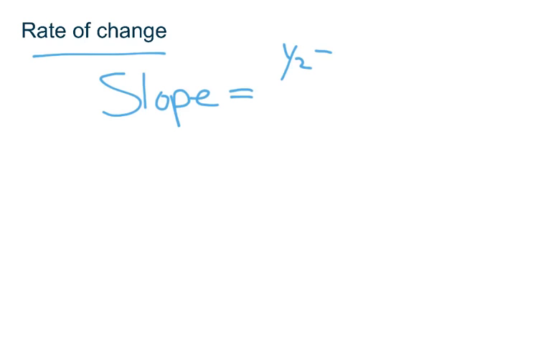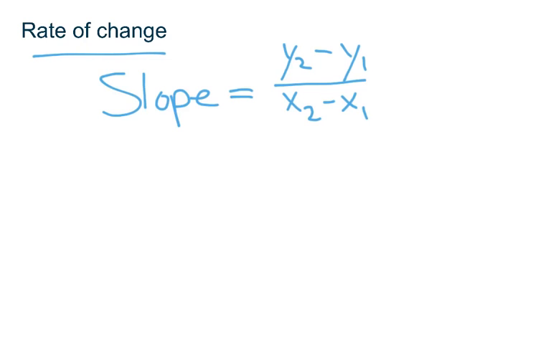So let's talk about what rate of change is. Rate of change is something that you've probably already learned about, slope. And slope is equal to y2 minus y1 over x2 minus x1.